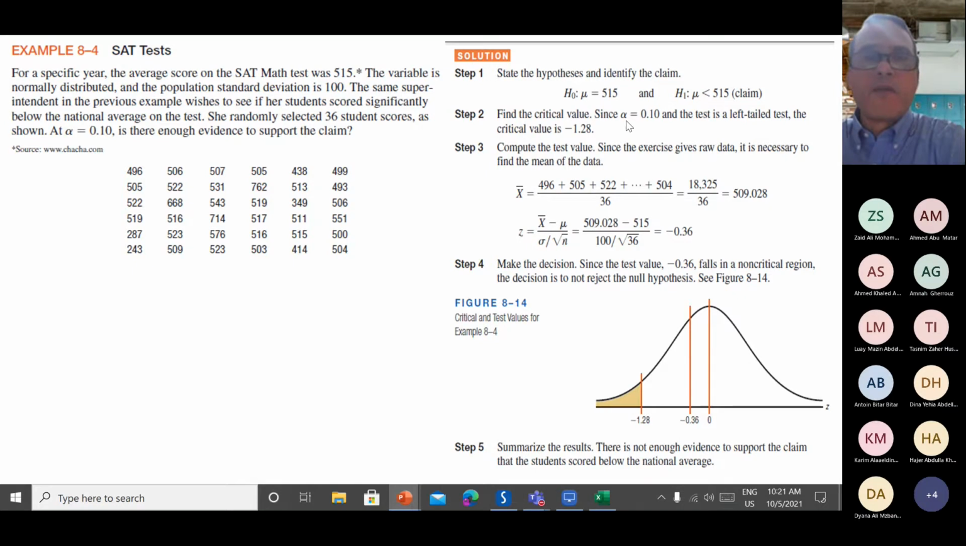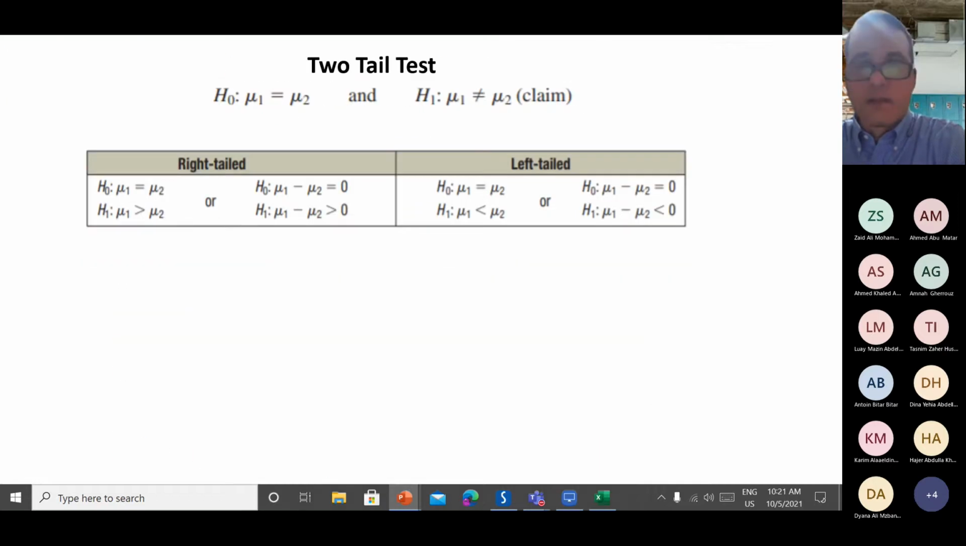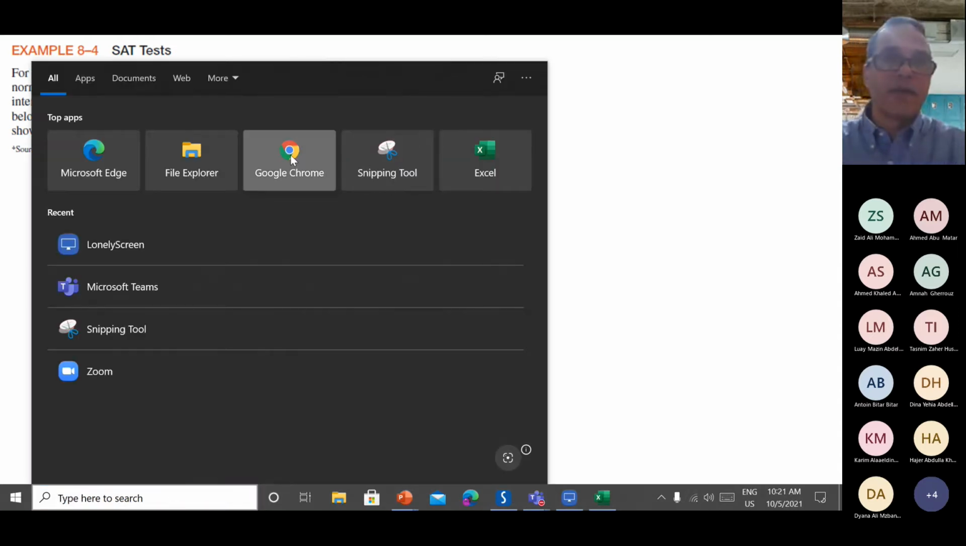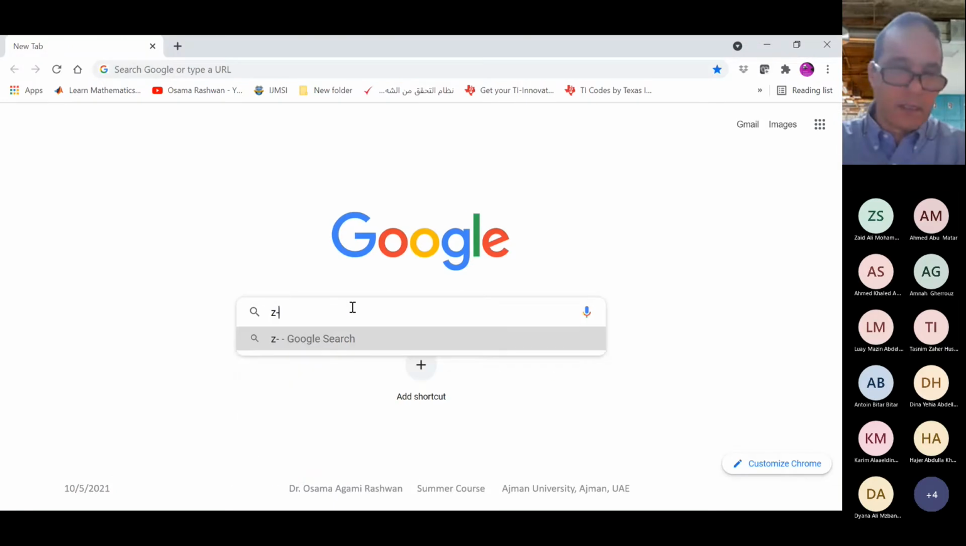So you find the Z corresponding to this one, right? How do I find Z? You have the Z table. If you go here and just type Z table.